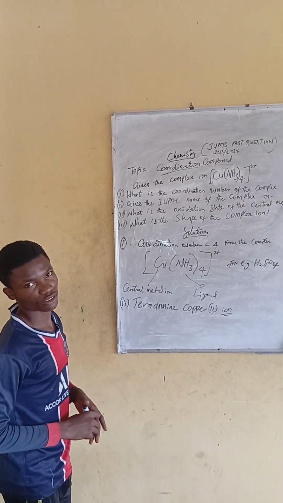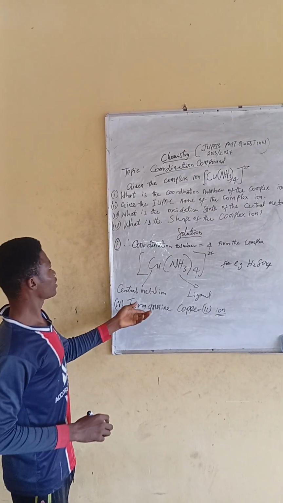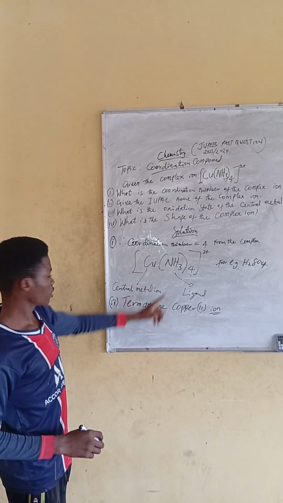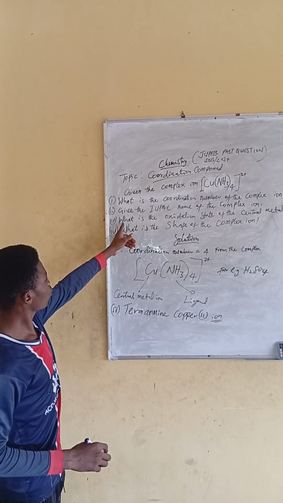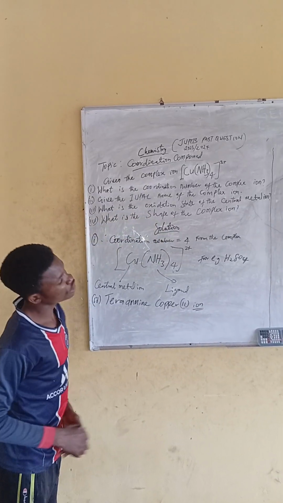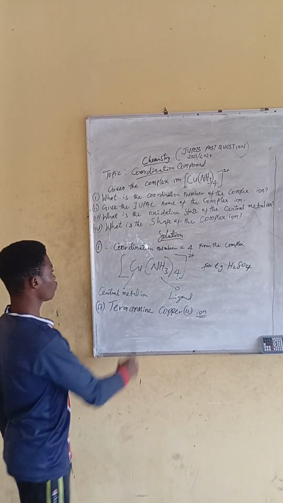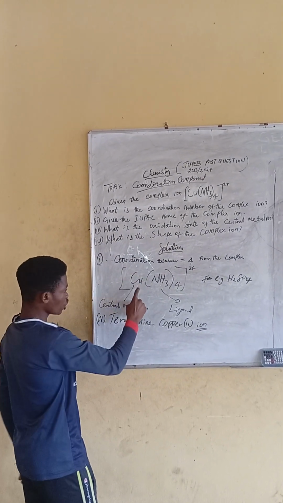Copper 2 ions. So now that's the name of this complex. Tetraamminecopper(II) ions. Then the next one says, what is the oxidation state of the central metal ions? You are looking for this guy. Oxidation number of this guy.